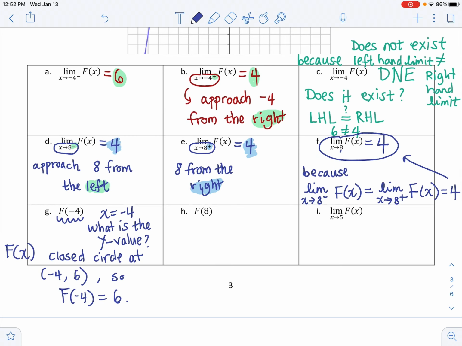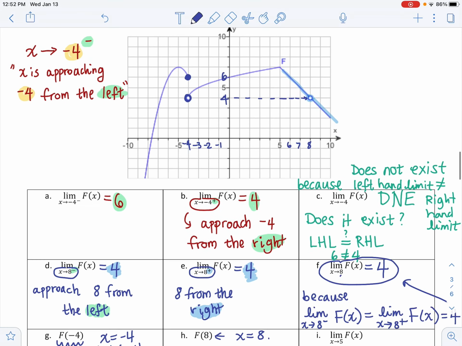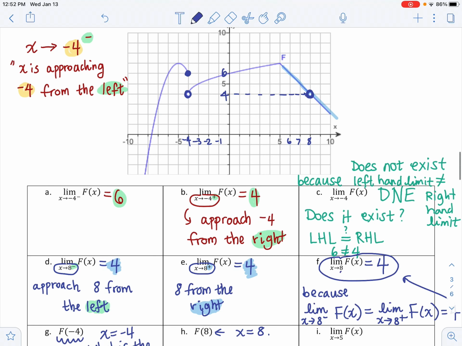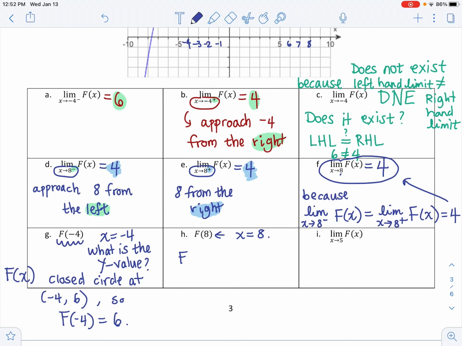Let's take a look at the next one. They also want you to evaluate the function one more time over here. They want you to find the y value for x equals 8. We need to find a closed circle. On the graph, here is 8, but we have a problem. There's only an open circle here. There's no closed circle. An open circle means we don't really have a y value there. We don't have a point there. So, unfortunately, f of 8 is undefined.